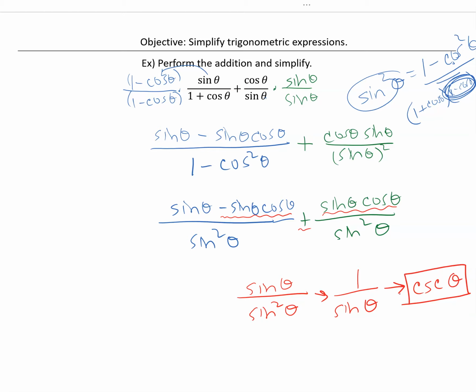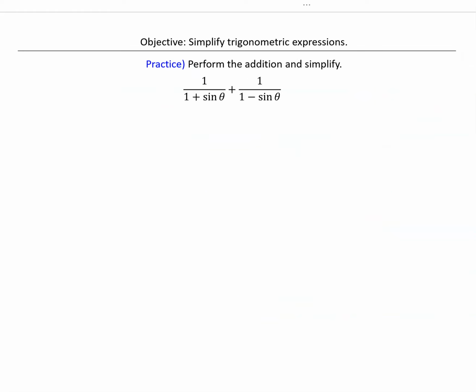All right, there's a practice problem next. You should pause, give this one a try, see how you do. All right, let's take a look at the result here.